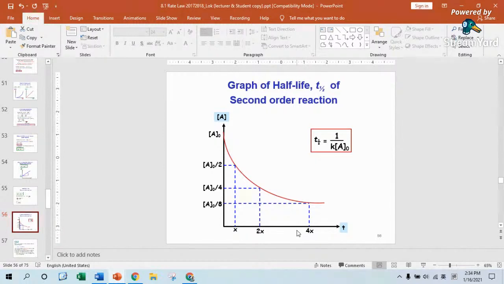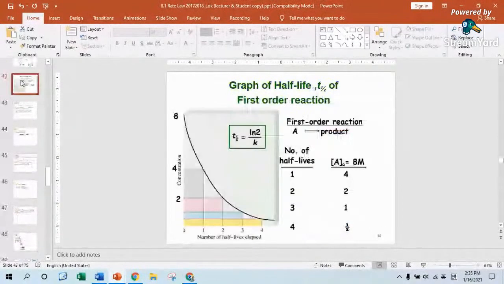That's why we can determine the order of the reaction based on the half-life graph. Half-life graph is very simple. Why? Because it's the same concentration A versus time graph as just now. Using the same type of graph, we check the time interval for each half-life. It's the same. For example, here, 10 minutes, 10 minutes, 10 minutes, 10 minutes. Okay, this one is first order.